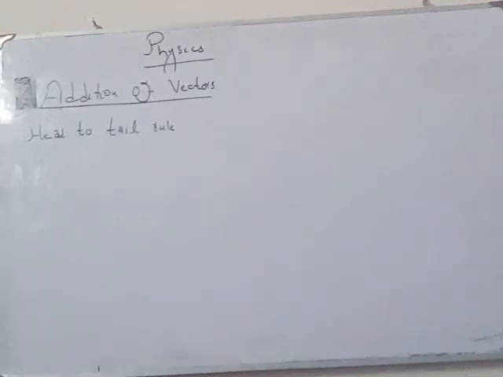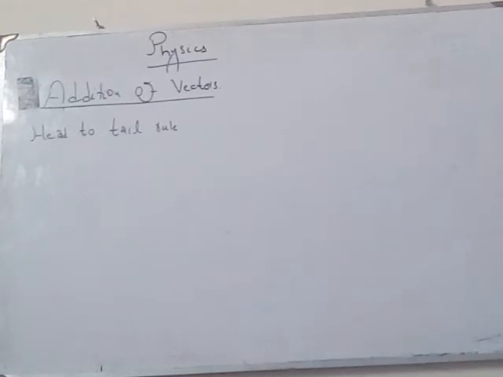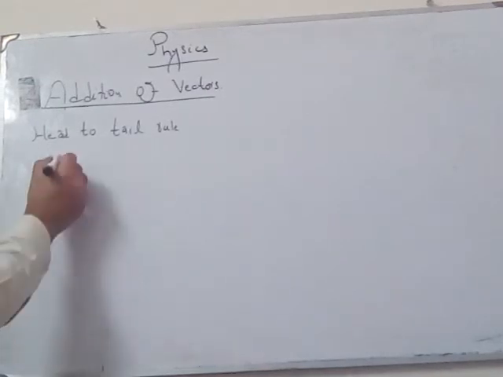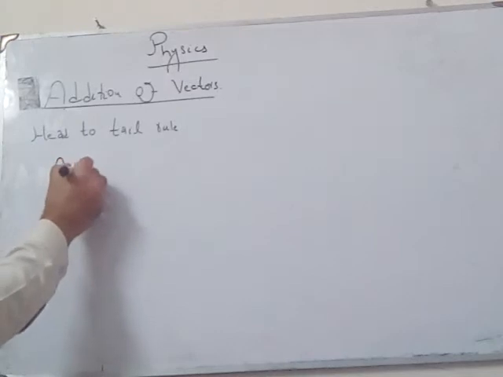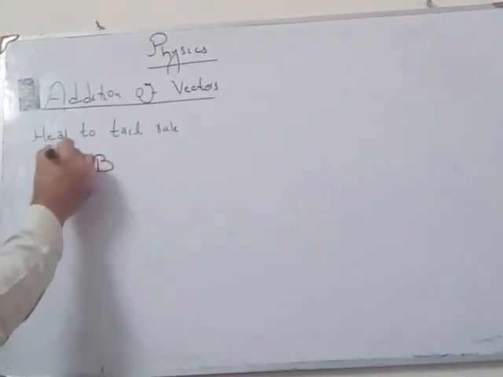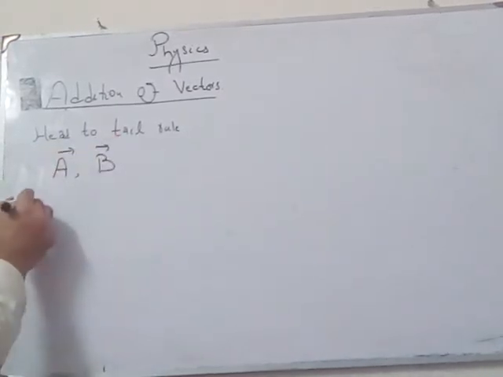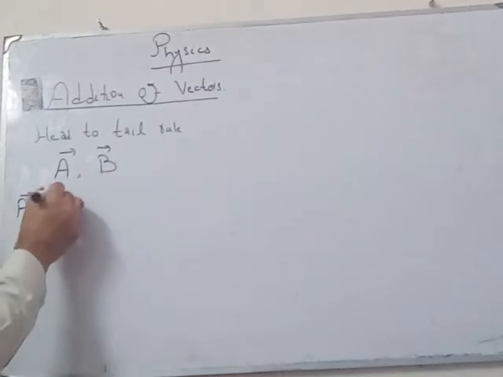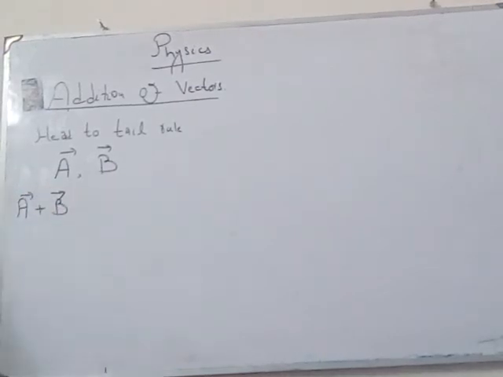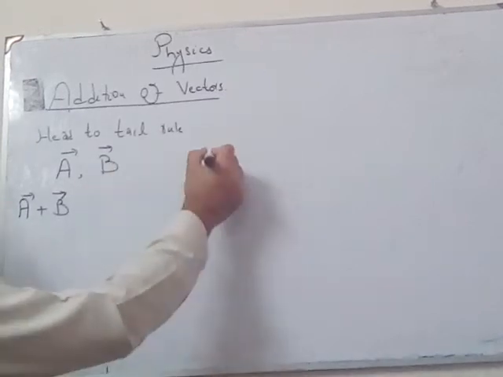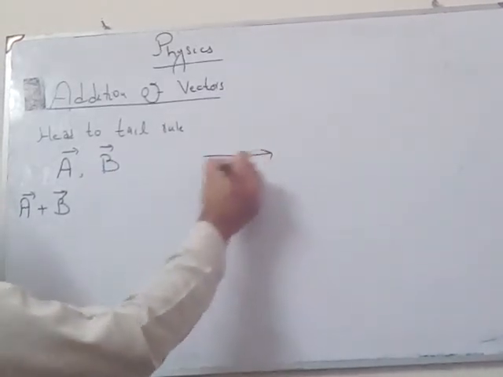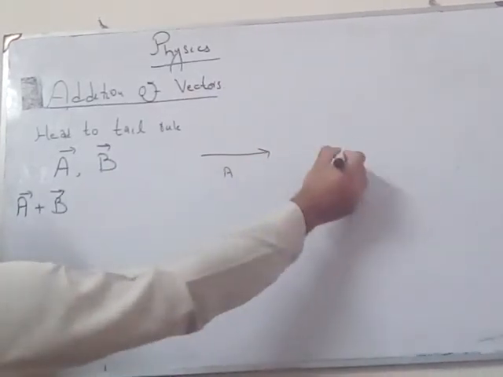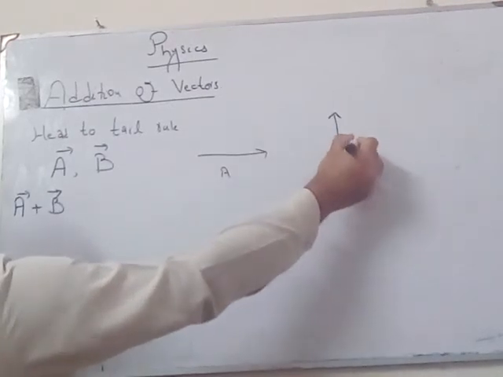In today's lecture, we will discuss the addition of vectors by head-to-tail rule method. Let us say we have two vectors A and B, and we have to add these two vectors, that is A plus B. And the vector A is, let us say, in this direction, and the vector B is in this direction.